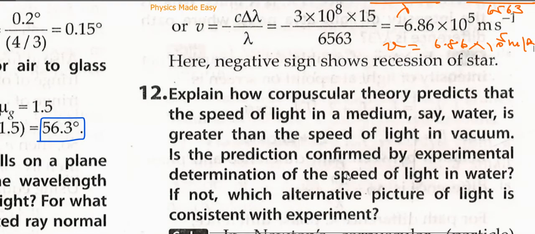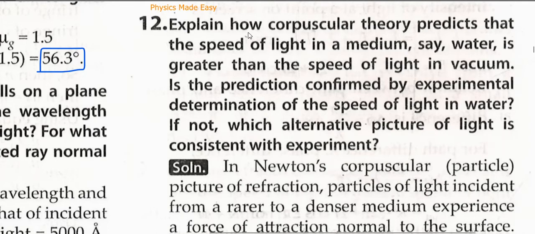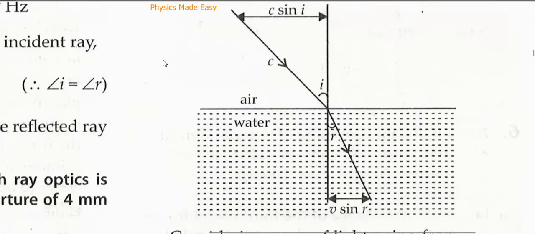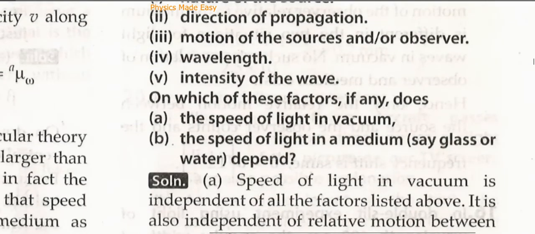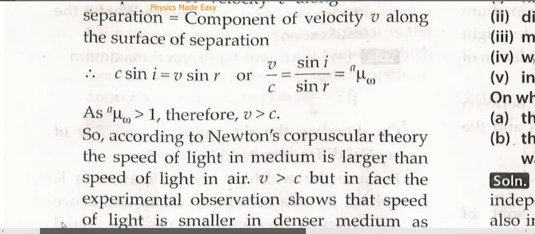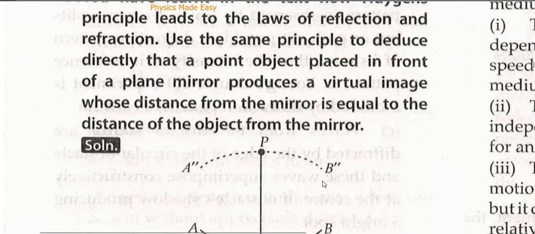Now the next problem: explain how corpuscular theory predicts that the speed of light in a medium, say water, is greater than speed of light in vacuum. Is the prediction confirmed by experimental determination of speed of light in water? If not, what is the alternative picture of light consistent with experiment? This I think is not an important concept from competition point of view, so I will leave this and I will directly shift to the next problem.